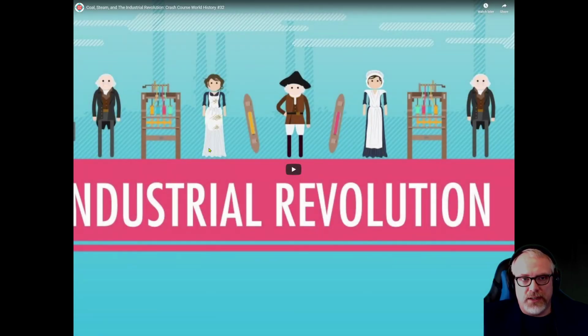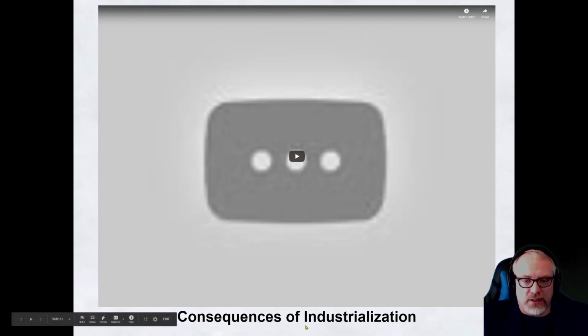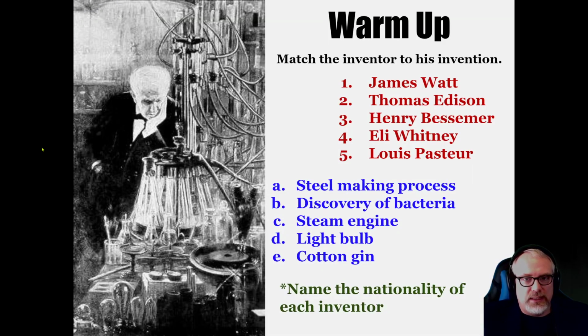So this is John Green. This is Crash Course. This is the Industrial Revolution. I'd like you to watch this. I'm not going to watch it with you though. Then this is the consequences of industrialization. It may not work for you. And that's where we're at with that.